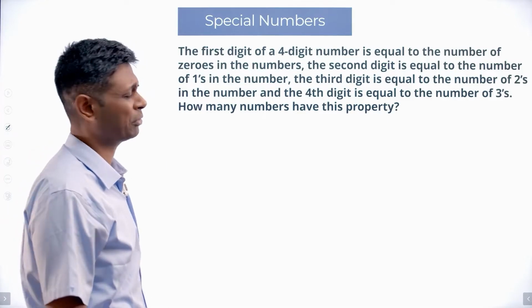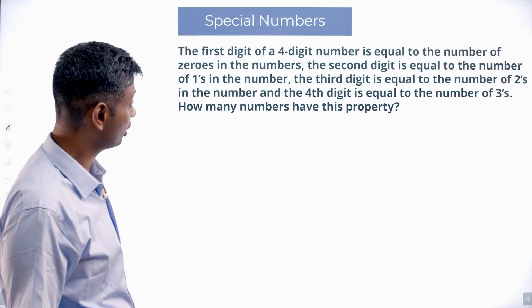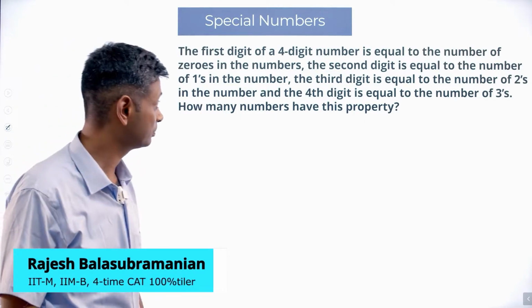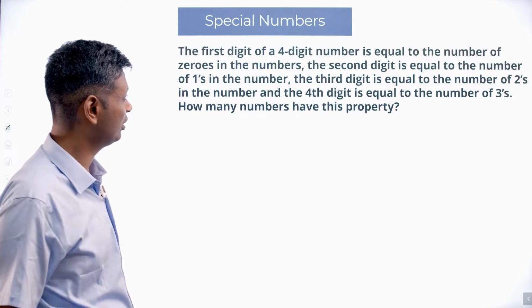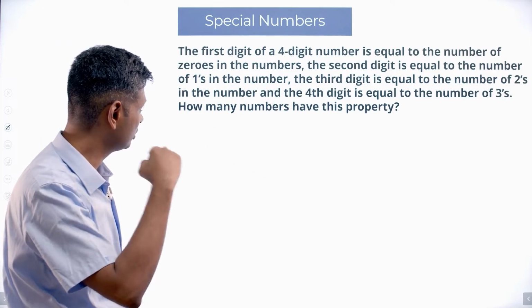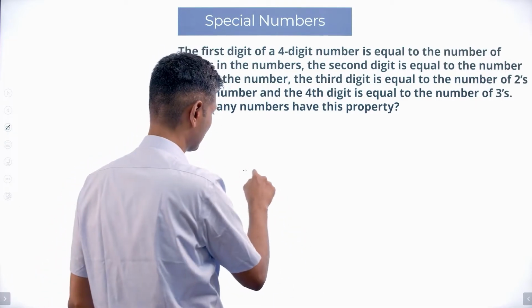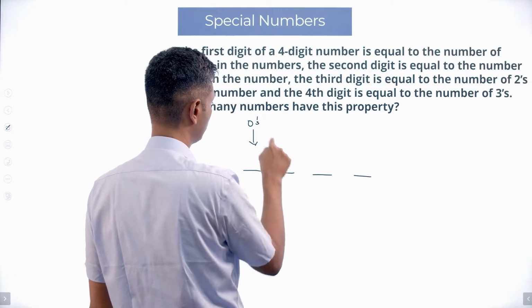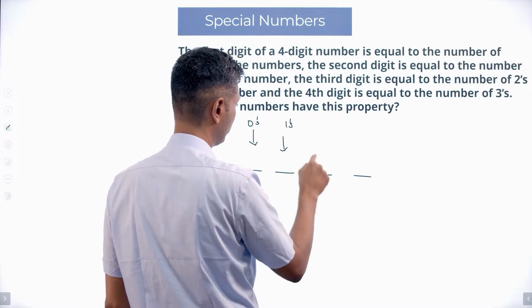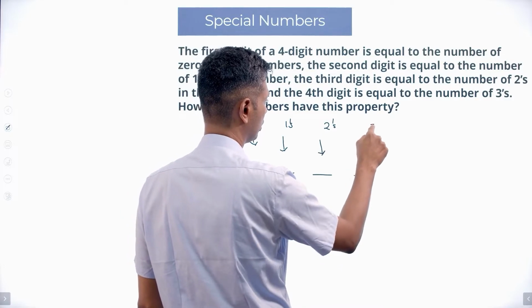The first digit is one of my favorite questions. Beautiful question. The first digit of a 4-digit number is equal to the number of zeros in the number. The second digit is equal to the number of ones in the number. Third digit is equal to the number of twos in the number. And the fourth digit is equal to the number of threes. Number of zeros, number of ones, number of twos, number of threes.